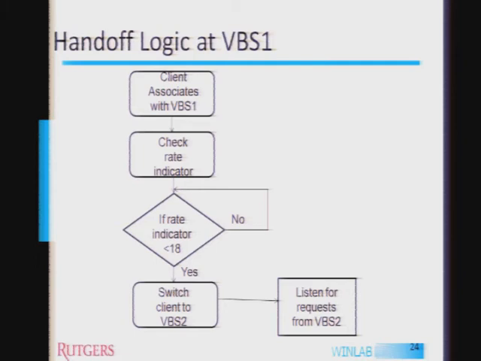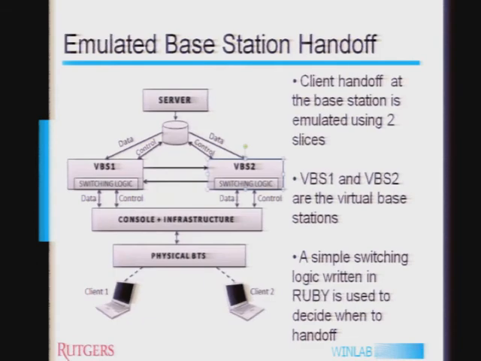So what does it mean when you listen for requests? In this case, with the switching logic, I decided to switch to base station 2. You have to wait for a request from base station 2. When the rate indicator starts improving, you need to switch it back to base station 1, right? So base station 1 switches to listening mode, listening for any queries from base station 2 which says I'm switching the client back to base station 1. So this is the code.